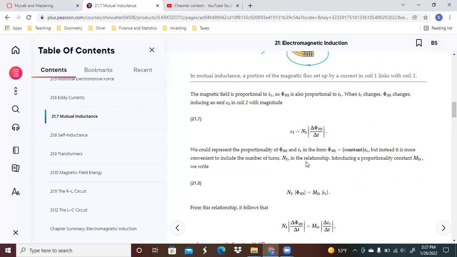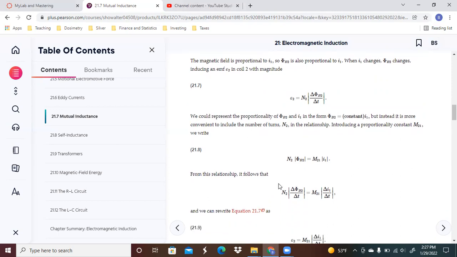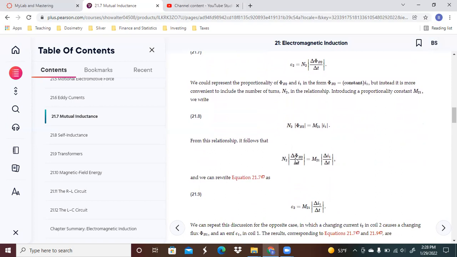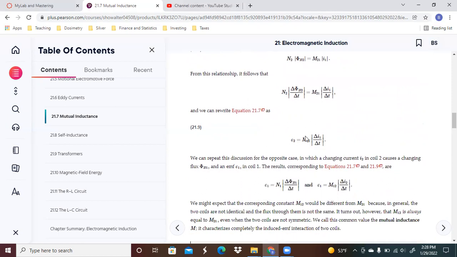So we can represent the proportionality of the flux in B2 and I in terms of this form, but instead it is more convenient to include the number of turns, introducing a proportionality constant M21. We're going to write it like this. So from this relationship, the change here is going to be the same as a change in the current since this constant doesn't change. And we can turn around and rewrite this as M21 times the change in the current.